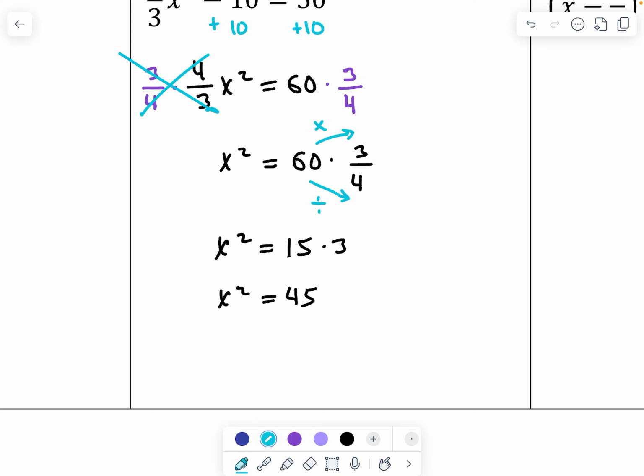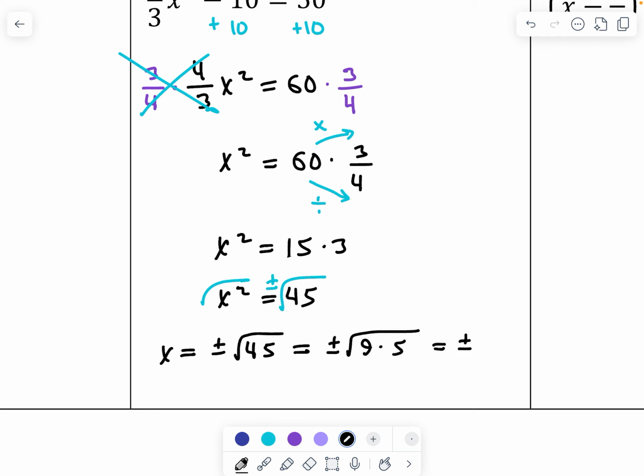For the square root property, put the plus or minus, and so we have x equals plus or minus root 45. 45 can be broken into a 9 and a 5. Why do we like 9? Because 9 is a perfect square number, and the square root of 9 is 3. So plus or minus 3 root 5 would be the answer.